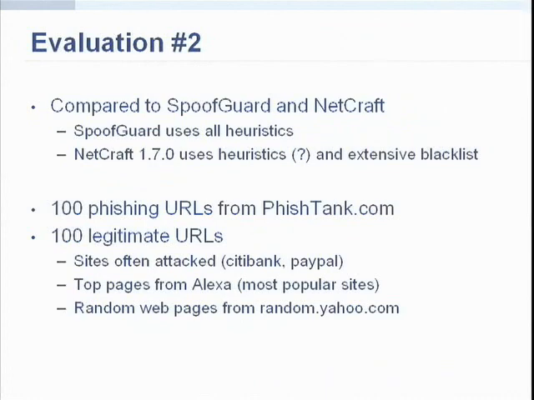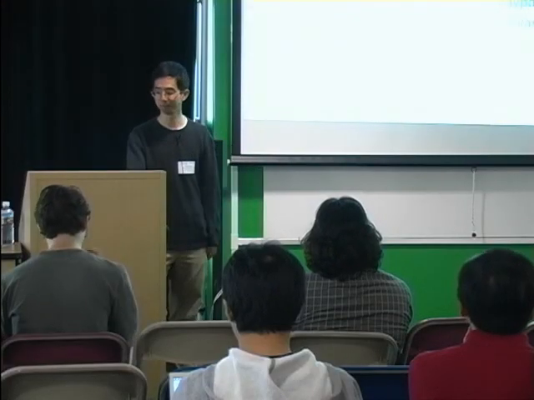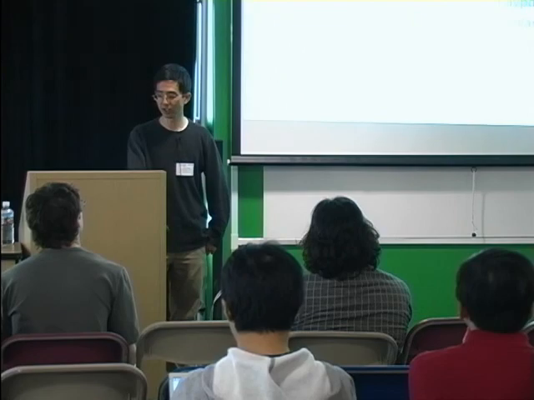So what we did in the second evaluation was compare this to SpoofGuard and Netcraft. SpoofGuard is one developed by Stanford, uses all heuristics, and had very high accuracy in terms of identifying fake websites, but also had a pretty high false positive rate. We also compared this to Netcraft, the latest version, 1.7, which we believe uses some heuristics, but we're not sure because it's a black box, and it also has an extensive blacklist. In some of our earlier experiments, Netcraft was the best one, and in the one I showed you, it was probably number 3 or so. So this time we did a slightly different evaluation.